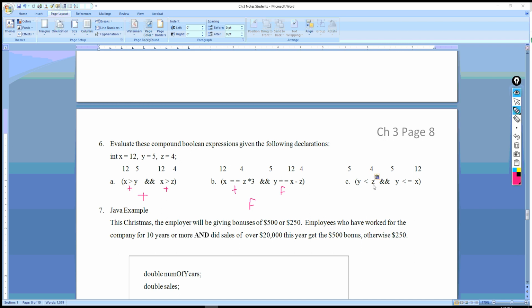And then this one is 5 is less than 4, which is false. So actually at that point you could go, okay, this is false, so there's no way that the whole thing could be true, because both have to be true. So you could actually stop right there and just say, okay, this thing is false. All right, so that's that.